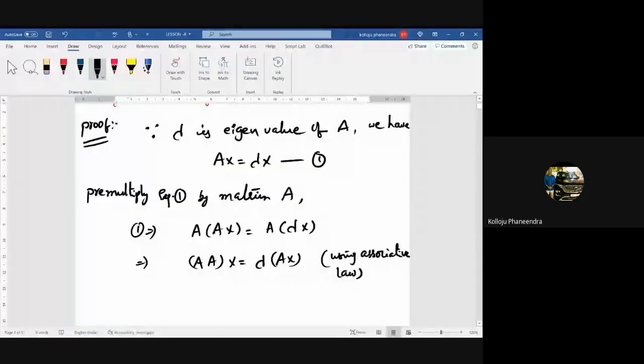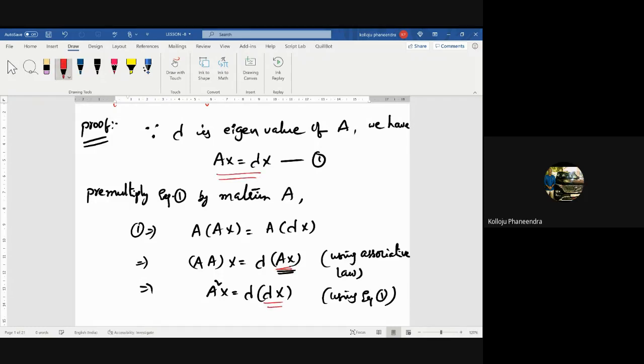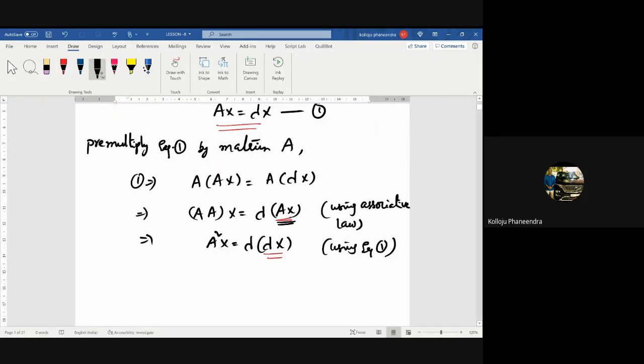Then A into A, that is A square, is there. This implies A square into x equal to lambda into, what is Ax? From equation 1, Ax is nothing but lambda x. This Ax is replaced by lambda x using equation 1. Then this implies A square x equal to lambda square x, equation 2.